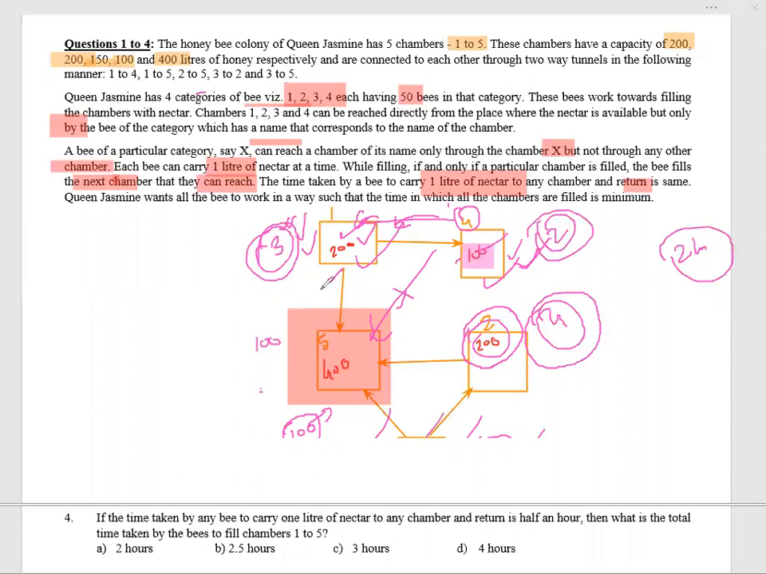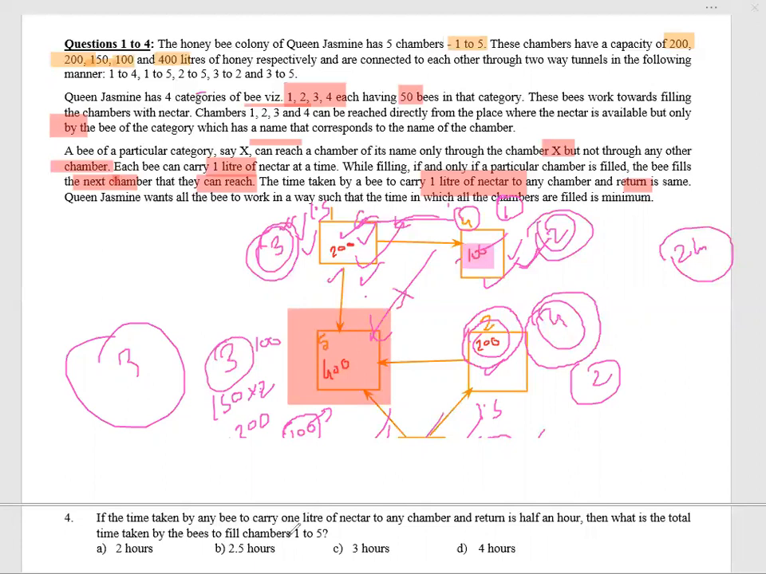Now, beyond 2 hours, all 3 can contribute 50 each. So every hour 150 will come. So in 2 hours, 300 more will come. So within 3 hours, all will be filled up. So this will be filled up in 1 hour. This will be in 1.5 hours. This will be in 1.5 hours. This will be in 2 hours. And the final one will be in 3 hours. Option C.